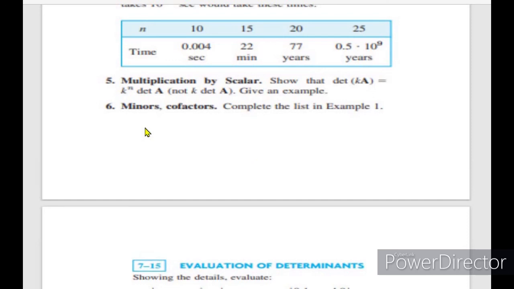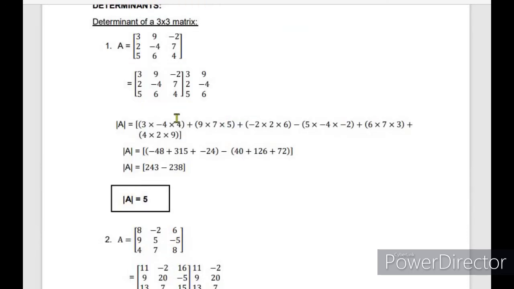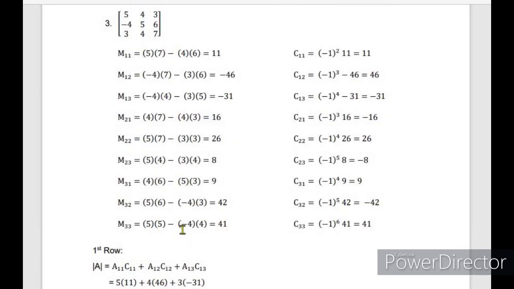Next, number 6, minors and cofactors. You will just complete the list in example 1. This is example 1. You will find the minors and cofactors of this example number 1. By doing that, you will get all of the minors and all the cofactors of the first example.